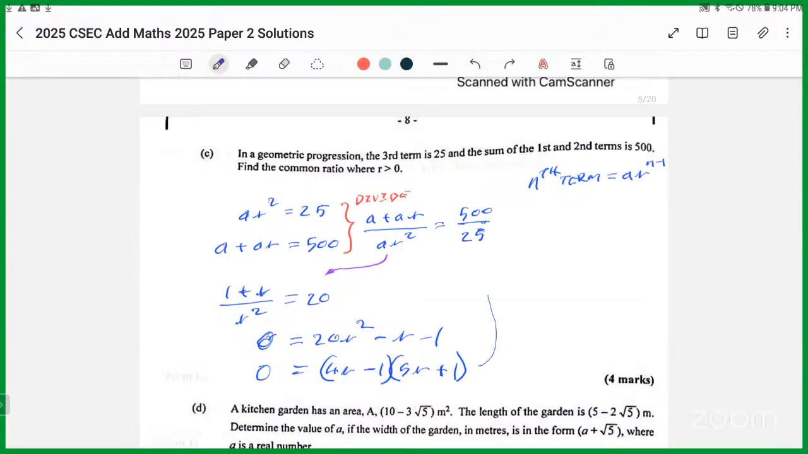So from this, I'm getting R equals a quarter, or from this I'm getting R equals minus 1 over 5. But this one is not valid because they told us here that R is positive. So this one is not valid.